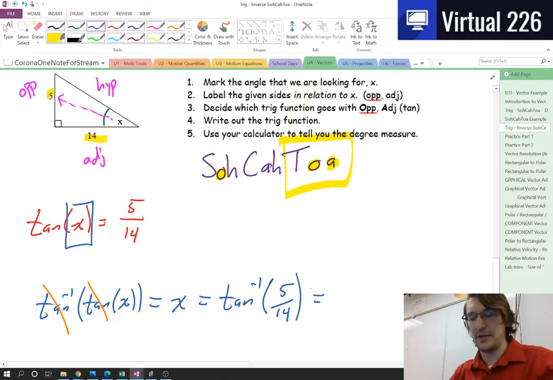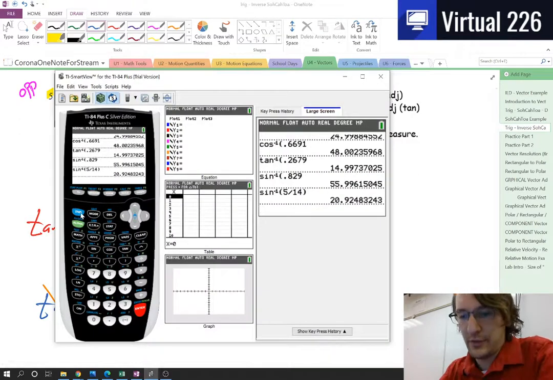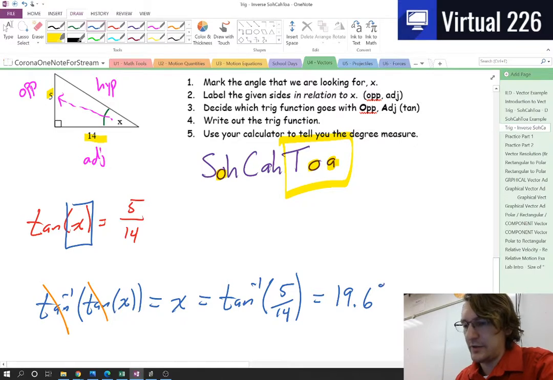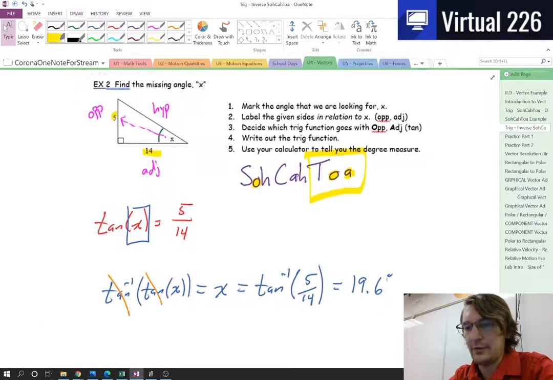And this is just up for a calculator to solve at this point. So let's try that out. Inverse tangent of 5 over 14 equals 19.625. Cool. We'll just call this 19.6 degrees. Okay? And that's a fairly straightforward thing in order to solve that. So not too bad for the inverse functions.